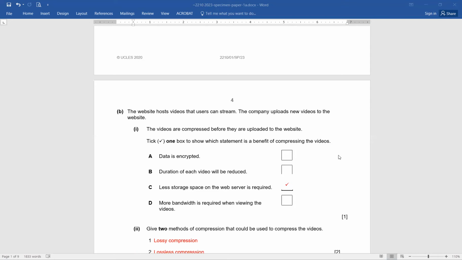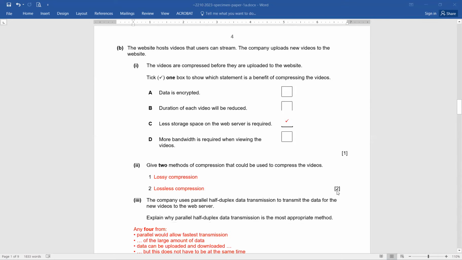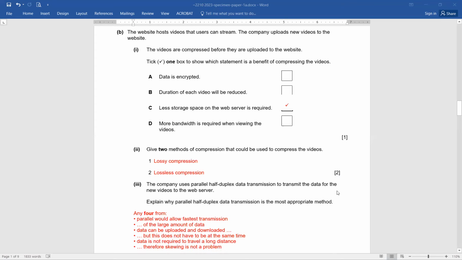Now, second part of this question, part B. Give 2 methods of compression that could be used to compress the videos. And I hope that we remember the 2 types of compression, lossy and lossless. So in this manner, you can easily score 2 out of 2.